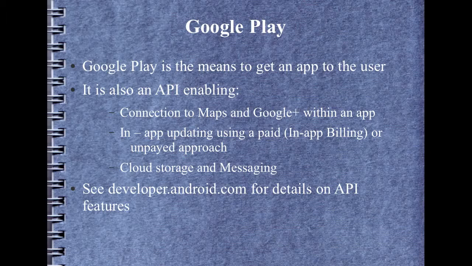So, first and foremost, we think of Google Play from a developer point of view as a means to get an app or updates to the user. But, as I already mentioned, it's an API that enables a lot of things that have to do with the environment of your application, updates to your application. We can apply these updates in either a paid, using in-app billing approach, or unpaid approach. There is cloud storage, there is cloud messaging. There's a lot of things in this API that the information for these services is available at developer.android.com. So we'll look a little bit at that side of Google Play in just a moment, but we're going to concentrate today on getting your app out there in front of users.